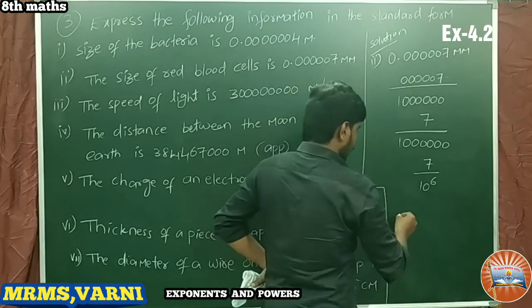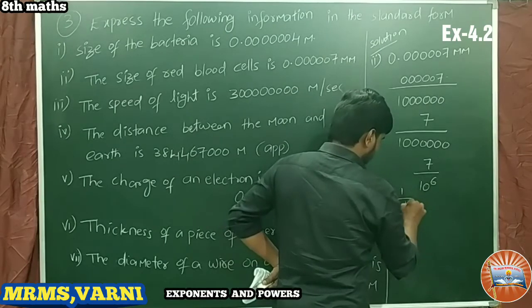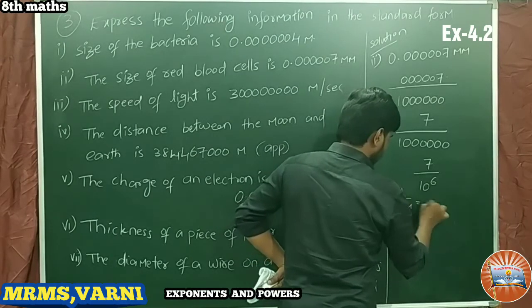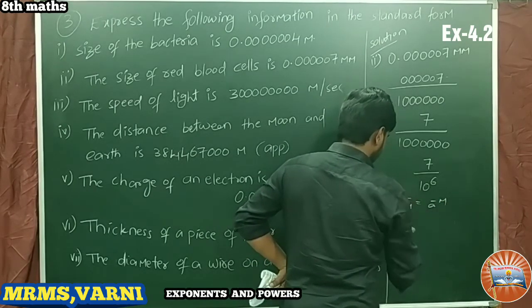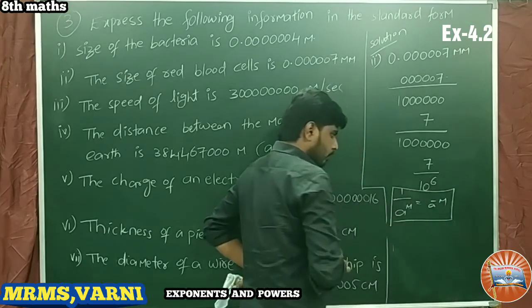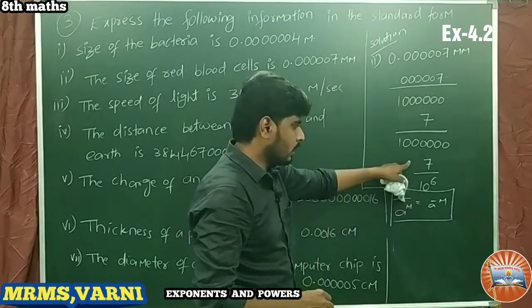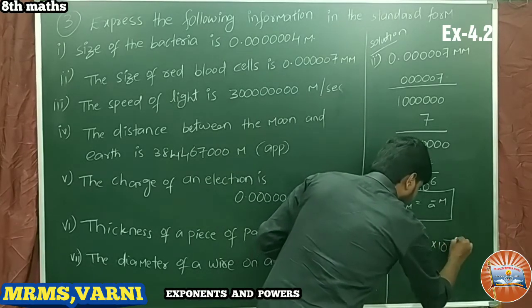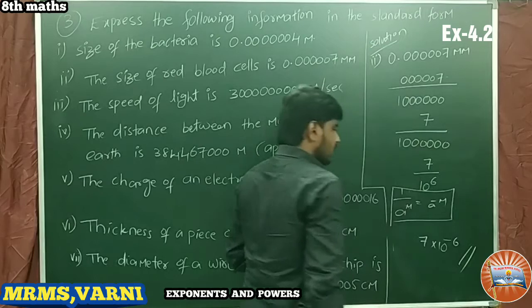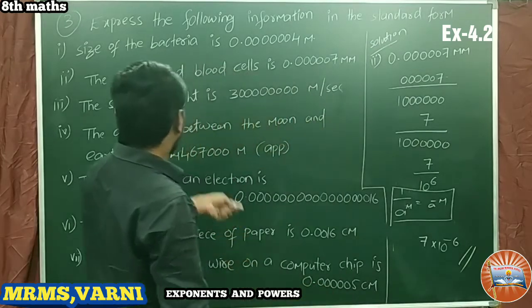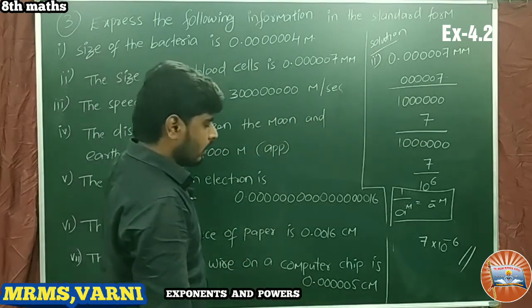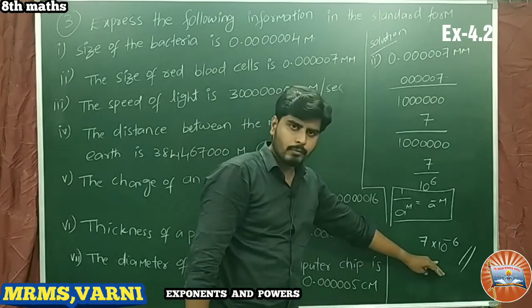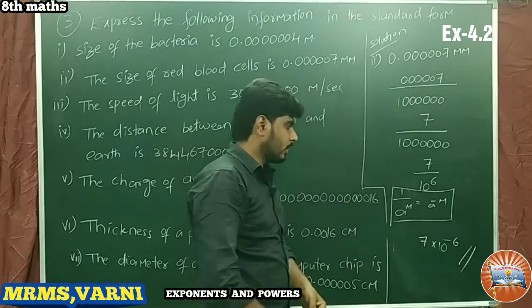Okay, so 1 by a power m is equal to a power minus m. From this formula this becomes 7 into 10 power minus 6. This is the standard form of the red blood cell. Okay, here I am going to stop here. Okay, is it clear? Right.